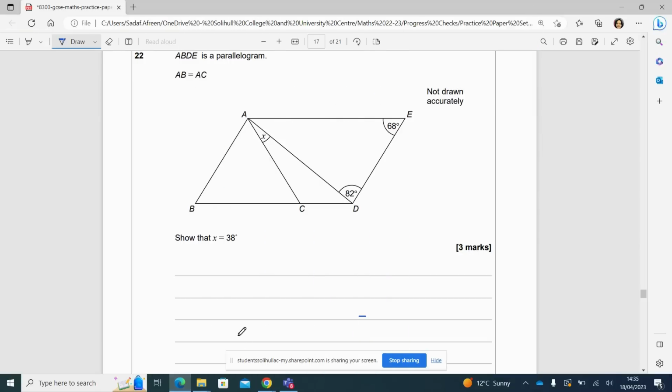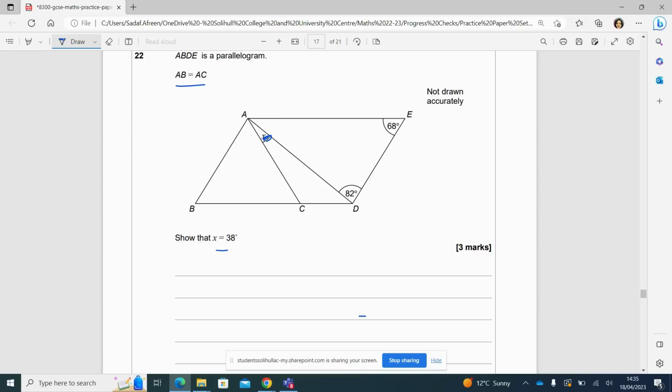All right, so the next question is question number 22, which says ABDE is a parallelogram and AB equals AC. Show that X equals 38. So we need to work out the value of this angle here.